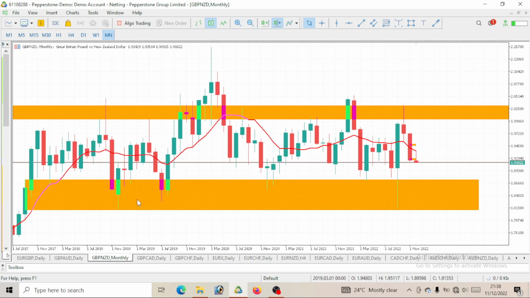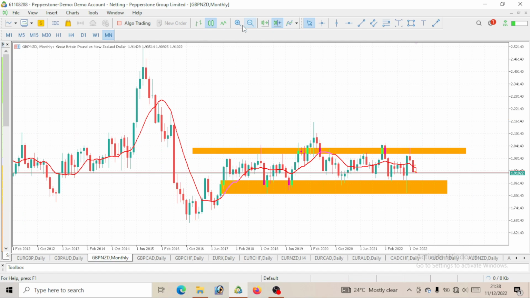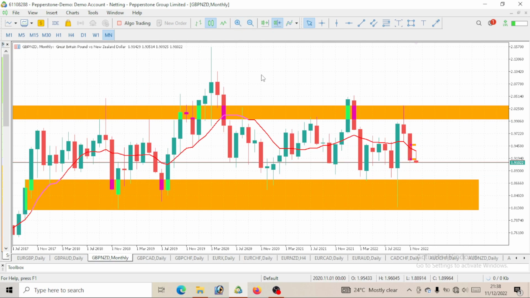You can take a look at this GBP New Zealand dollar. Right before you actually place your trade, the first question that we would want to ask ourselves is what is the trend for that movement? Is it an uptrend move? Is it a downtrend move? Is it a ranging market move? So what we clearly can see on this GBP New Zealand dollar is actually a ranging market move.